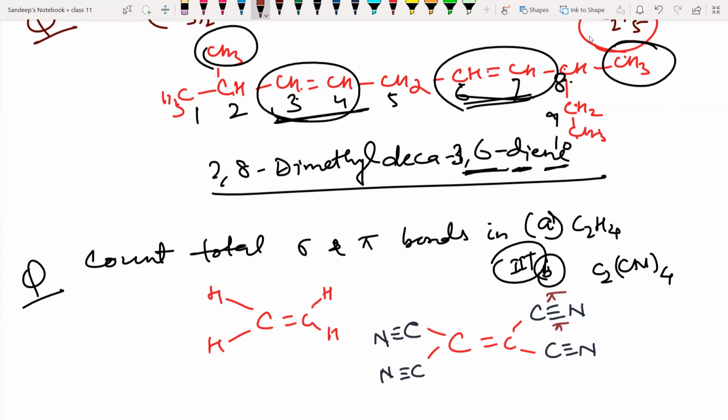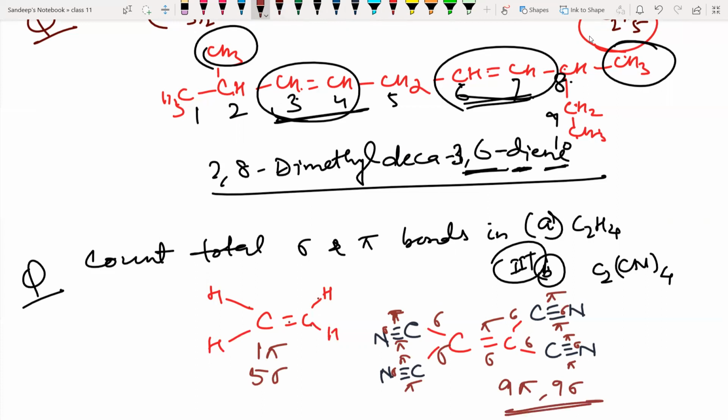A triple bond is 2 pi 1 sigma. Then again sigma, sigma, sigma, 2 pi. So total, if you count here, then here is 1 pi and 1, 2, 3, 4, 5 sigma. Here is 9 pi, 9 sigma. So this question has been asked in IIT and also in some other entrance exams.